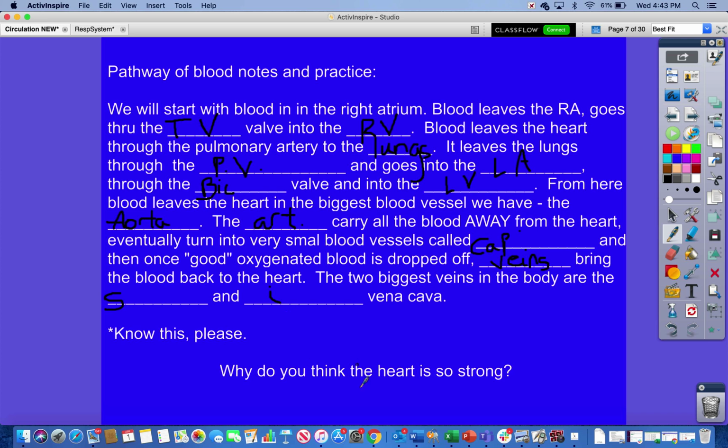My last question on this slide is, why do you think the heart is so strong? It's because it's always pumping iron. I had to pause there so you could laugh at that joke.